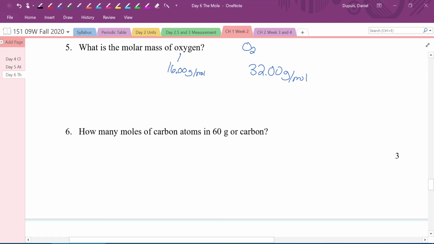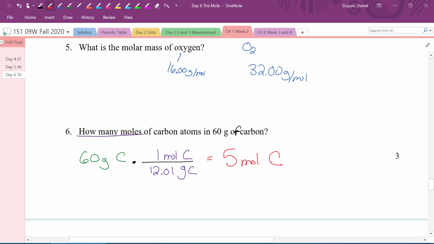How many moles of carbon atoms are there in 60 grams? It should be of carbon. So I have 60 grams of carbon. Well, what unit has to go on the bottom? It has to be grams of carbon. And we're looking for how many moles? 1 mole of C is 12.01 grams of C. And if we do that, I'm going to get 5, right? Because 60 divided by 12 is 5. It's 4.99, well, I have 1 sig fig. 5 is perfect.